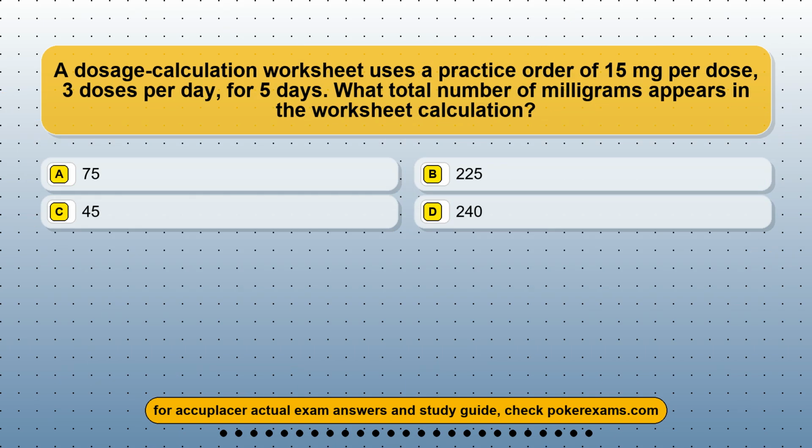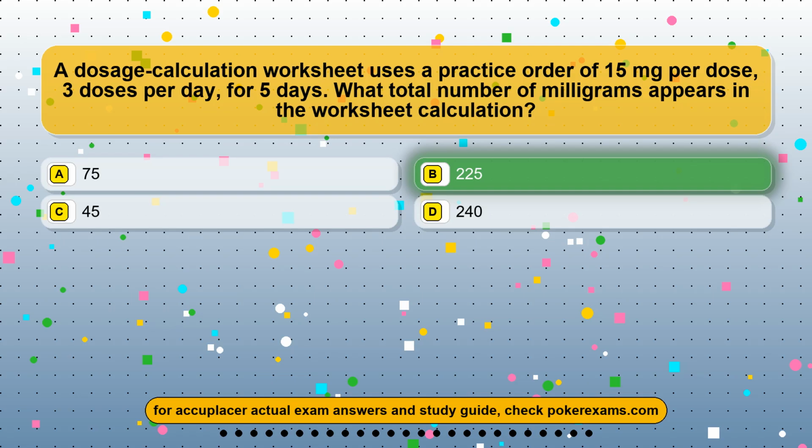Question 22. A dosage-calculation worksheet uses a practice order of 15 mg per dose, 3 doses per day, for 5 days. What total number of milligrams appears in the worksheet calculation? Option A, 75. Option B, 225. Option C, 45. Option D, 240.